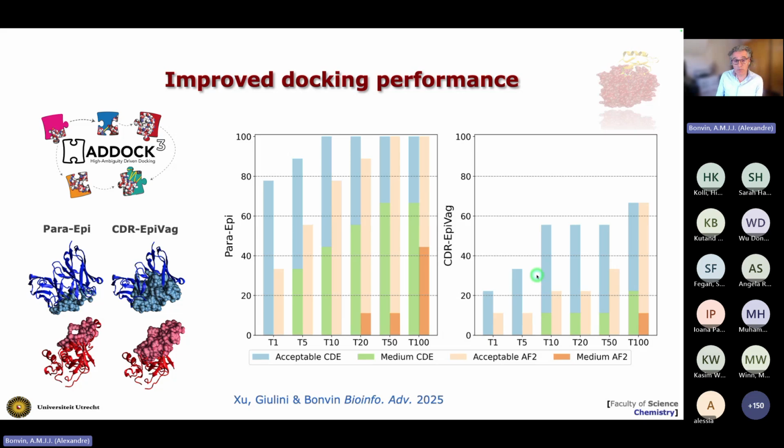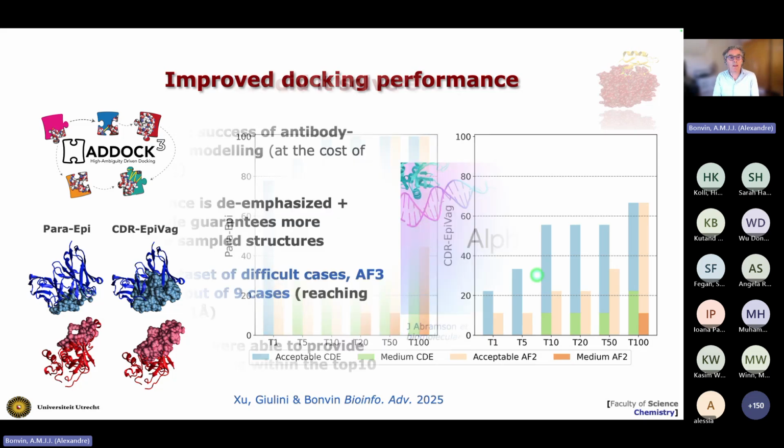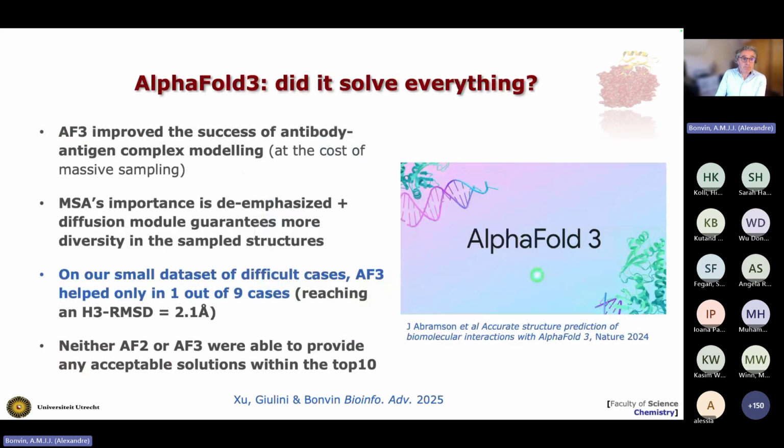So again, immune complexes remain very challenging. AlphaFold 3 has improved things, and they report that in their paper. It's at the cost of massive sampling again. It's hidden in a supplementary material. On the data set that I show you, AlphaFold 3 only helped in 1 out of 9 cases. So again, it has not solved all the problems.